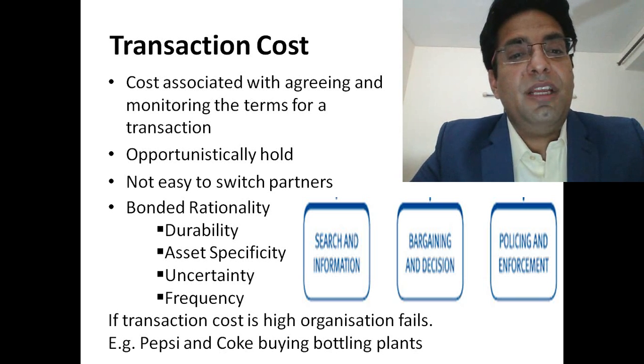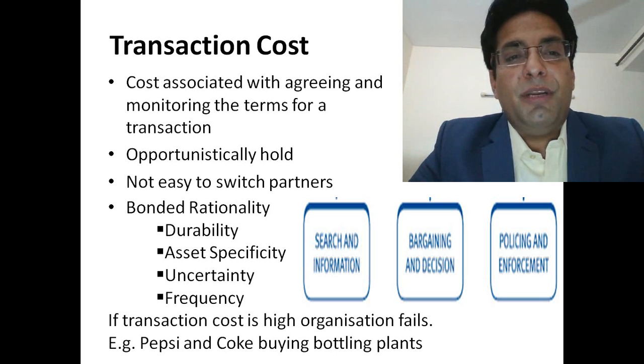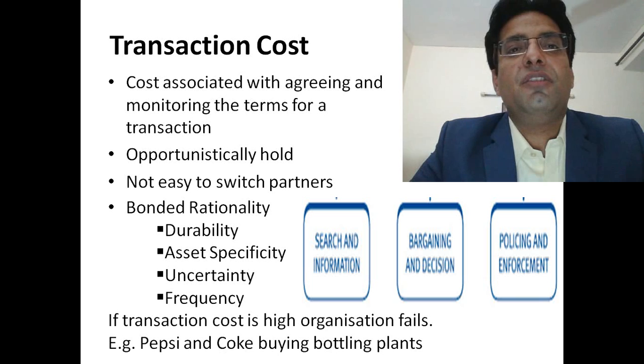Peculiarly, this is seen in Pepsi and Coke, where they produce goods and services in terms of concentrate. But many of the bottling plants are not ready to commit to them for a long time because they feel that the bargaining power of an organization like Pepsi and Coke is too high, and hence Pepsi and Coke have to invest in bottling plants. They buy bottling plants only to reduce the transaction cost. No one wants to opportunistically hold each other.